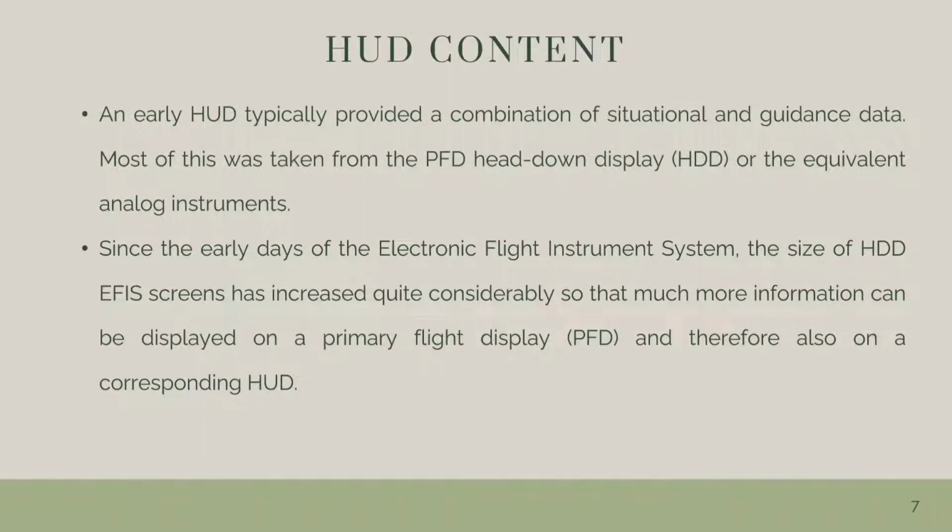HUD content. An early HUD typically provided a combination of situational and guidance data. Most of this was taken from the PFD, head-down display, HDD, and equivalent analog instruments. Since the early days of the electronic flight instrument system, the size of HDD EFIS screens has increased quite considerably, so that much more information can be displayed on the primary flight display, PFD, and therefore also on the corresponding HUD.